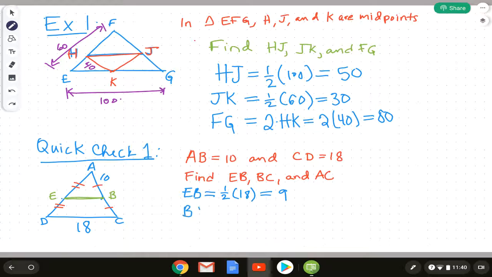Okay, BC is just the lower part of the triangle side, AC. So we had A to B was 10. The way it's marked, I know that B to C also has to be 10, because it has to be equal to AB. And then they asked me the length of AC. So AC would just be the length of AB plus the length of BC. That's that segment addition postulate. So that's going to end up being 20.